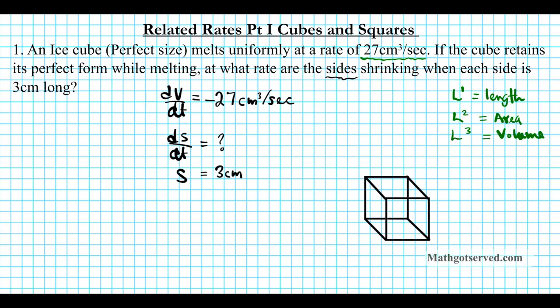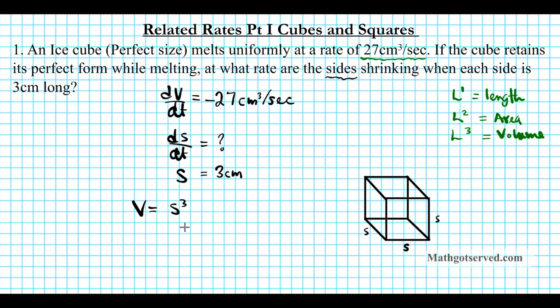Alright, so there goes the sketch of my cube. Let's call each side S. So we have S here, and S here, and S here. What is the formula for the volume of a cube? We know from geometry that the volume of a cube is length times width times height, and they're all S's, so it's basically S to the third power.